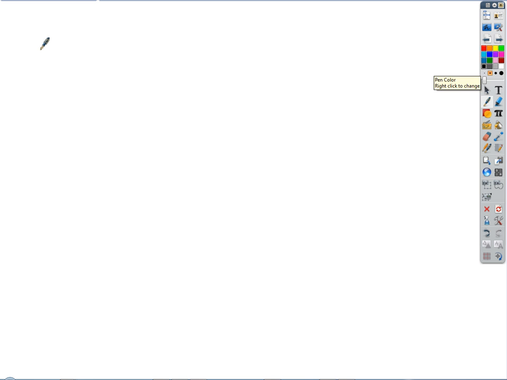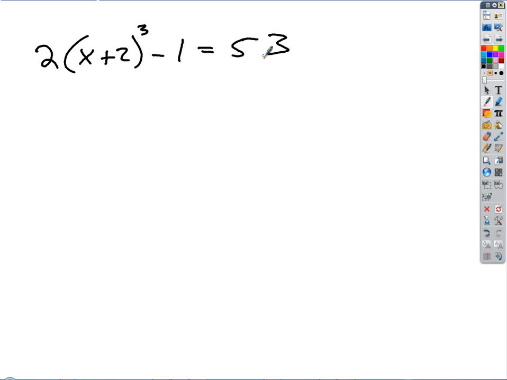Okay, so what if we have, let's say, 2 times the quantity x plus 2 cubed minus 1 equals 61? First step, add 1. Now what? Divide by 2.